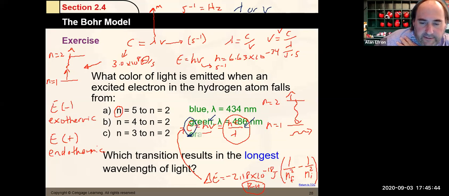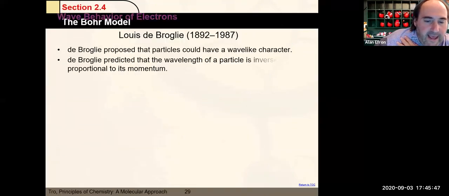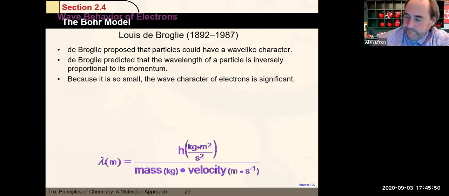So then let's continue on with this idea of electrons. We talked about the dual nature of light. This is the idea Einstein came up with, that particles can have certain wave-like functions and waves can behave like particles. One of the ideas here was thought of by de Broglie, and he proposed that particles could have these wave-like characteristics. And he predicted that the wavelength of a particle is inversely proportional to its momentum.